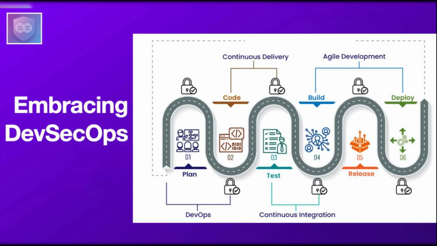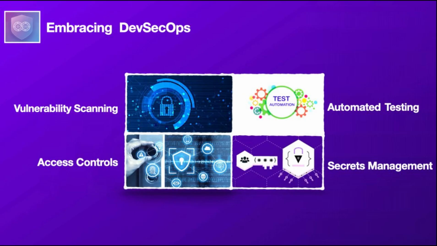DevSecOps bridges the gap between development, operations, and security, ensuring that security becomes an integral part of the pipeline rather than an afterthought. With the right combination of tools and practices, including vulnerability scanning, access controls, secrets management, and automated testing, teams can deliver secure software at the speed demanded by today's fast-paced development cycles.